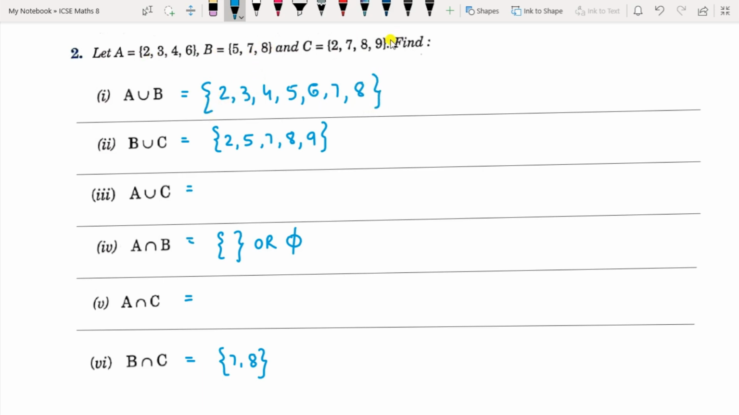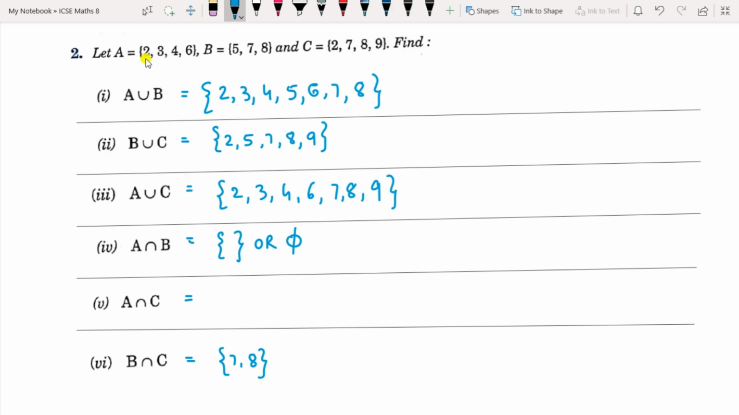Then A union C, you can do B union C in a similar way. Then A union C here. If the elements are repeating, you have to write them only once. So it is 2, 3, 4, 5 is not there, then 6, okay, then 7, 8 and 9. This is A union C.